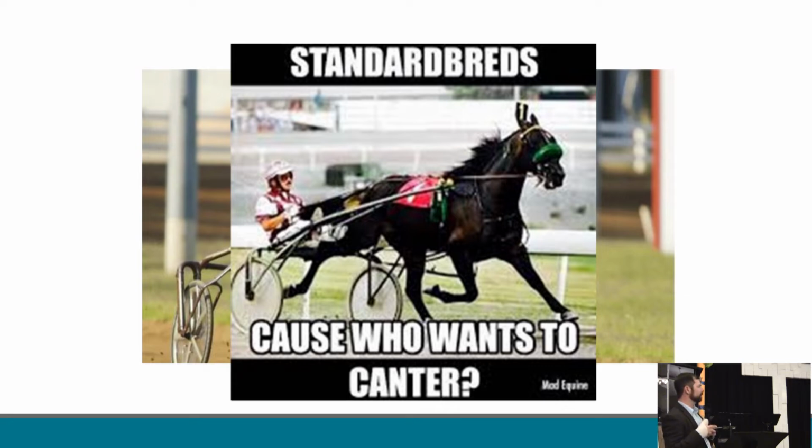Does anyone know who this horse is by? Just for fun? Not a lot of Standardbred people here? Okay, he's by Beach Towel. He's a Canadian horse, and he was one of the best in the world, actually, at his time. Next slide. So just because I'm a bit of a Standardbred fan. Standardbreds, because who wants to canter anyway? Is Kathy here? Gosh, she'd kill me if I said that.